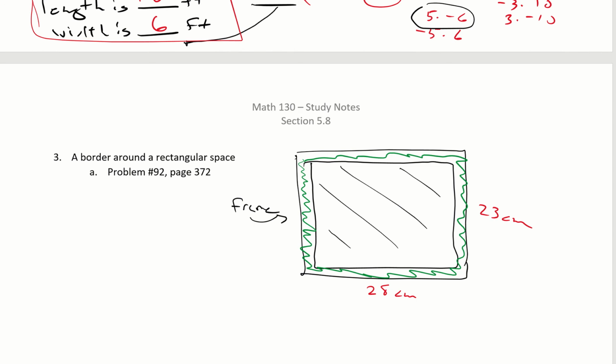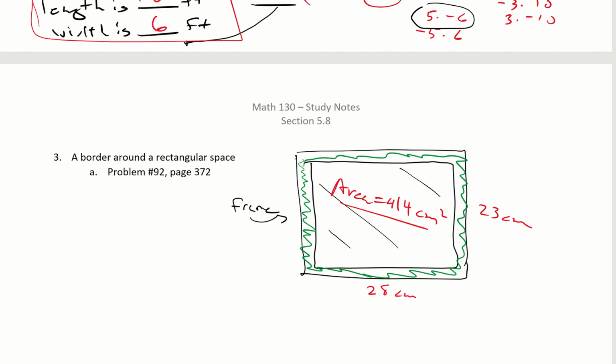You know what they're talking about. The picture inside. The picture inside the frame has an area equal to 414 square centimeters. Can you read that? I'm going to do it again. Okay. All right, it's another rectangle.